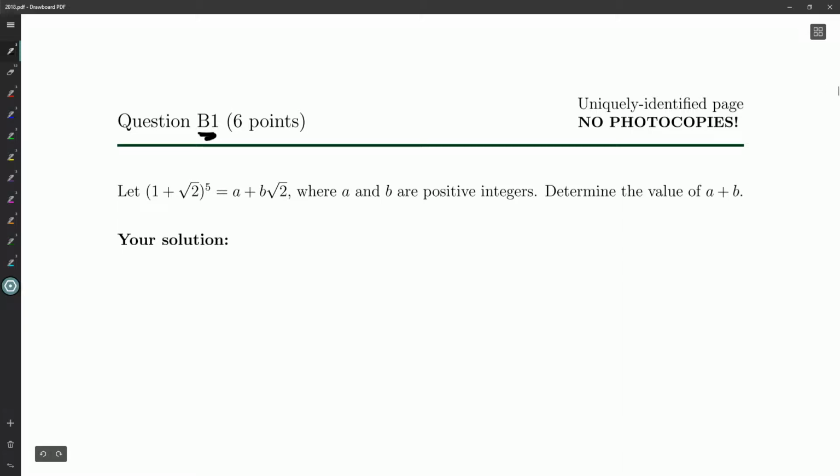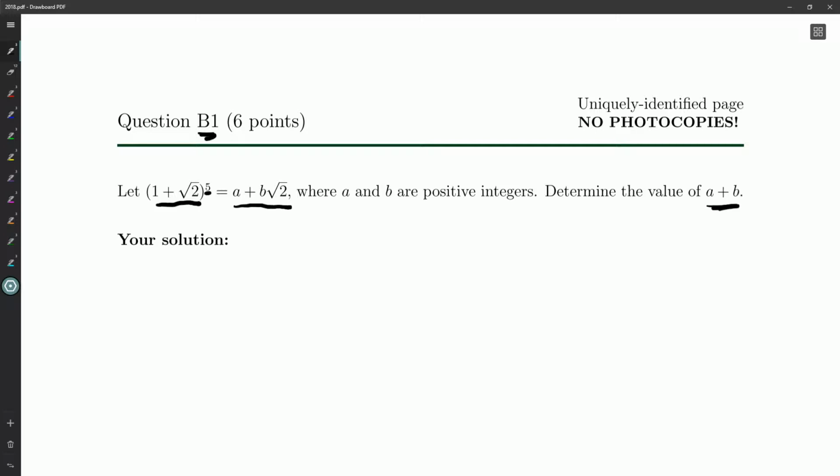Okay, and what have we got here for B1? Let (1 + √2)^5 = a + b√2, where a and b are positive integers. Determine the value of a + b. Okay, so what can we do?